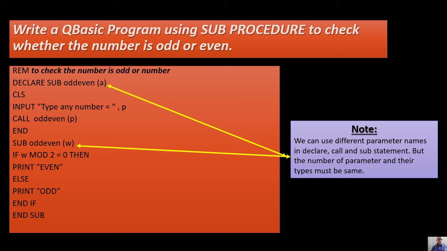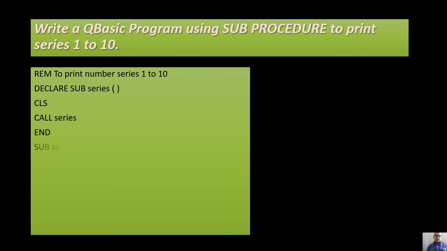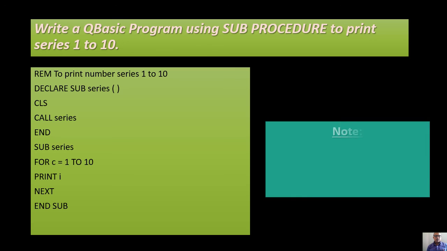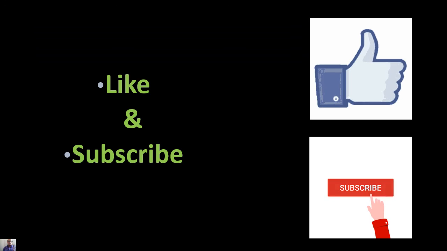Next, write a QBasic program using a sub procedure to print the series 1 to 10. This is a program printing the numbers 1 to 10 using a for loop and a sub procedure. Here is the note: a sub procedure can be created without parameters. If we don't need to pass any value to the sub module from the main module, we can leave the parameter list empty. Here you can see there is no parameter, so we can do sub procedure programming without parameters also. These were the points of sub procedure programming. So this much for today.